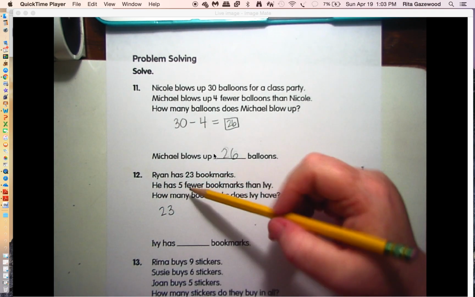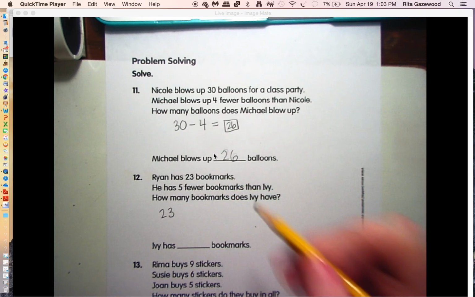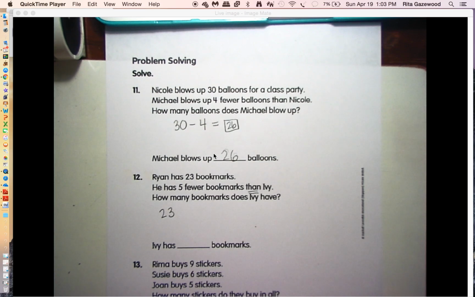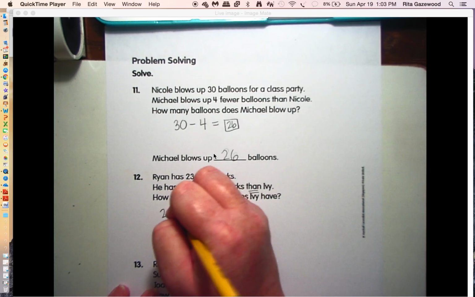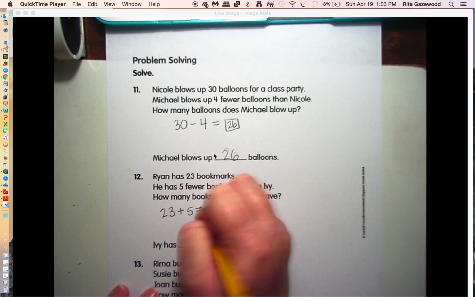He has 5 fewer than Ivy. So notice that word than. He has 5 fewer than Ivy. That means Ivy has 5 more than him. So how are we going to find out what 5 more is? That's right, we have to add. Because Ryan has 5 fewer than Ivy, so to find out what Ivy has, we have to put the 5 more in. So 23 plus 5.